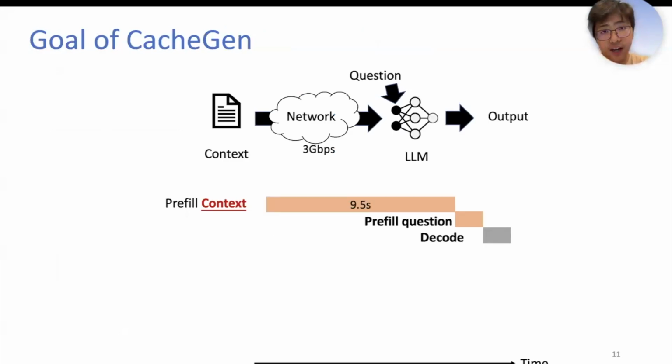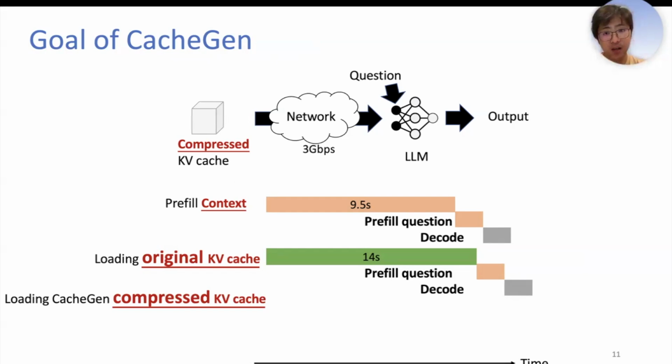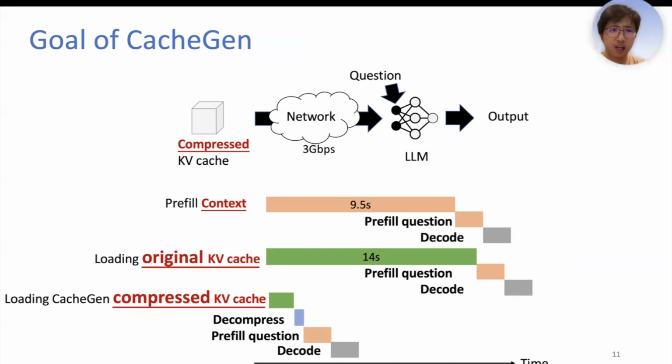So the goal of CacheGen looks like this. You have this naive prefill baseline that takes 9.5 seconds, and you have this reusing original KV cache baseline. If you're sending this KV cache through a network link of 3 gigabit per second, the transfer time is actually higher than the original prefill time, and you don't want this to happen. So what CacheGen tries to do is compress this KV cache, and then you can have a much lower transfer time with a little bit of decompression time. And this can be much, much faster than both baselines.